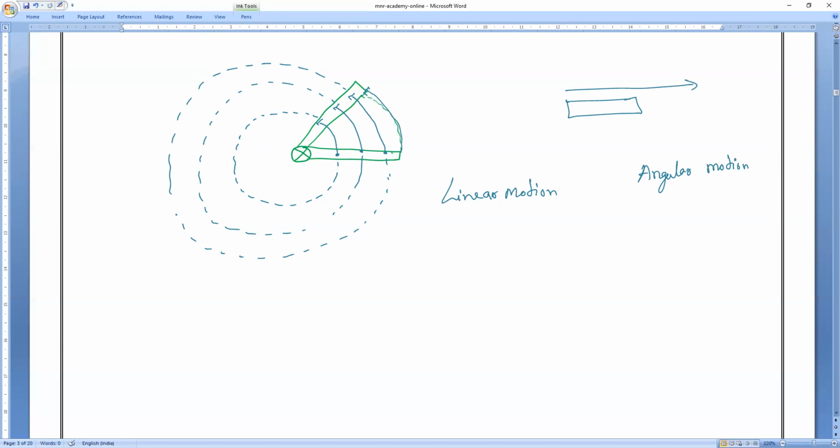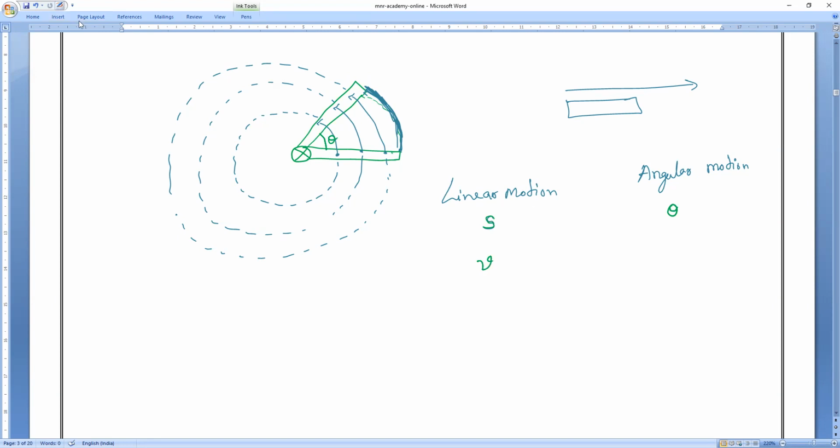This we already studied in circular motion, you can check it. We have already studied the differences between circular motion and linear motion. So in linear motion, what is the distance symbol? S. In angular motion, what is the distance symbol? Theta.